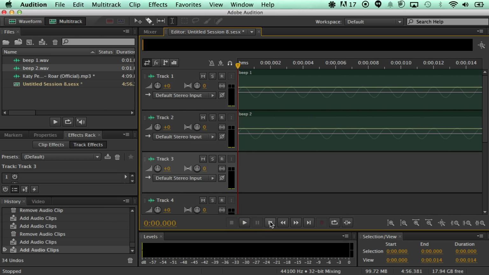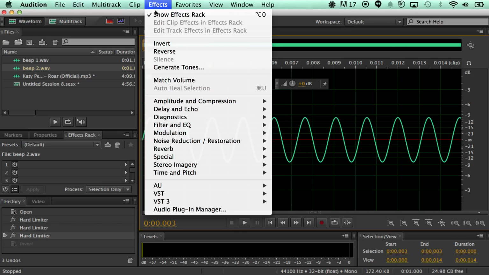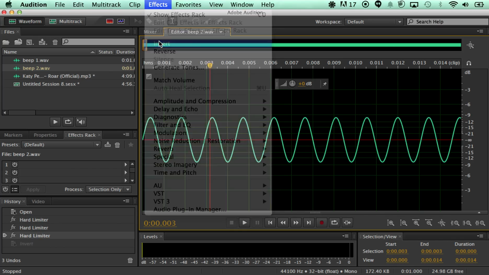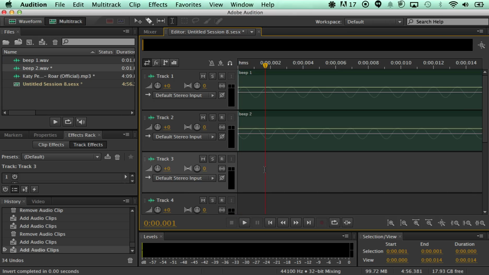Just a beep, right? If I go into one of these and I go up to effect and I say invert, I'm turning the wave upside down. What was negative is now positive, and what was positive is now negative. If I go back and I look at these two things on top of each other, here's the original wave up here, here's the inverted wave down here.